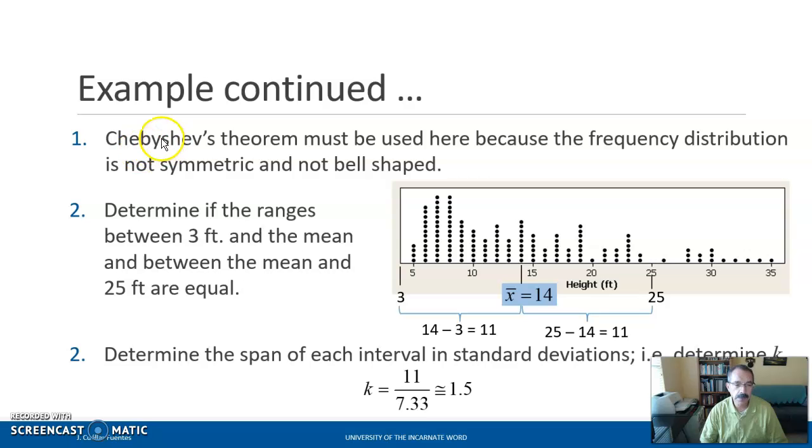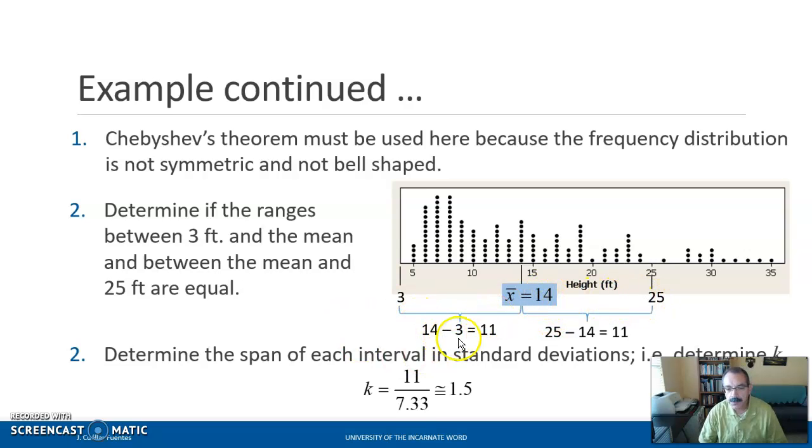So that tells us that the tool to use in this case is Chebyshev's theorem. I created a procedure to solve this problem. The very first thing is inspecting the dot plot of the observations, and we see that this is positively skewed. It's not symmetric, so Chebyshev's theorem needs to be used in this example. The next step, we need to determine the number of standard deviations spanned by the range from the mean to the lower value, and from the mean to the upper value. So we need to know how many standard deviations are below the mean from 14 to 3, and how many from 14 to 25.